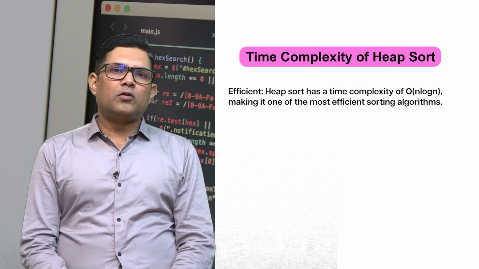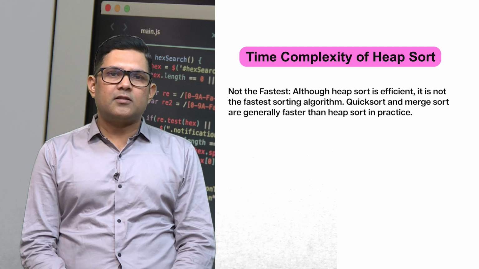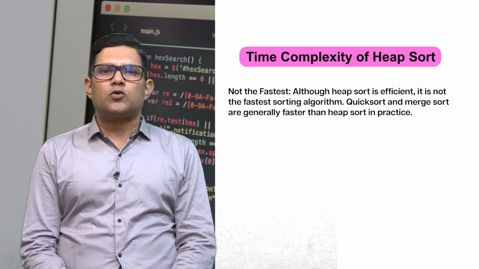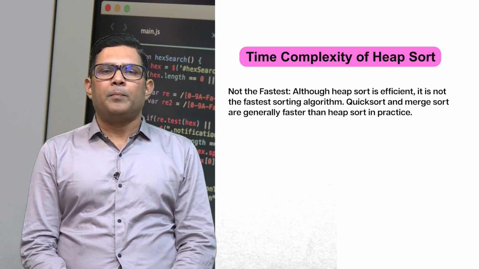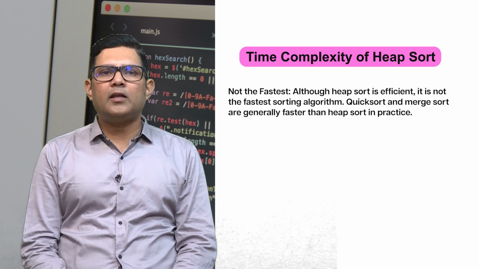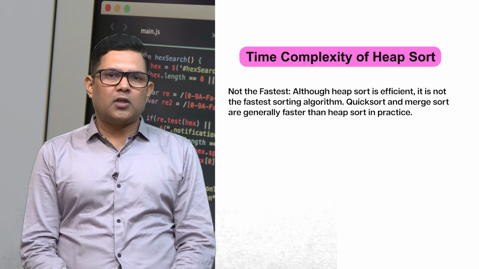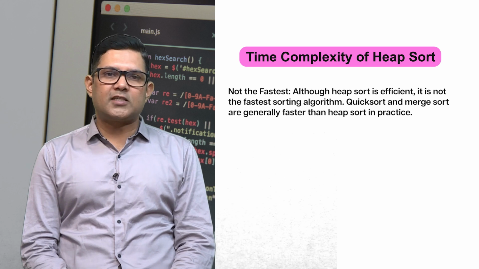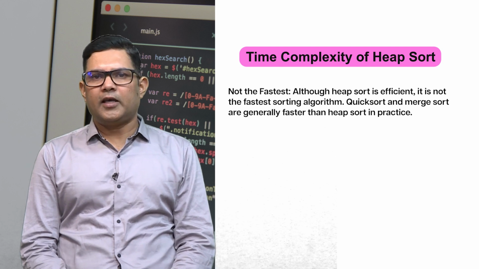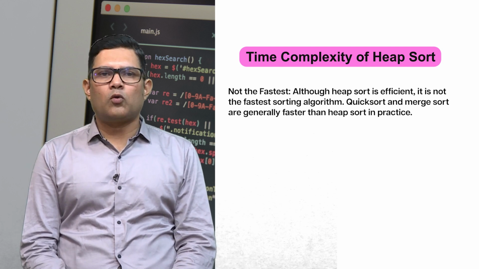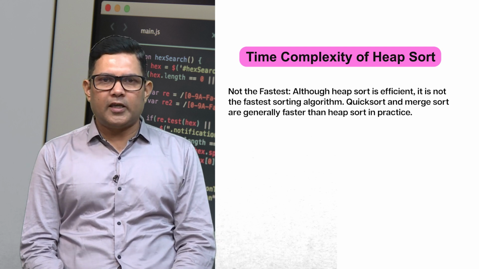Now we will discuss the disadvantages of heap sort. The first disadvantage is that it is not the fastest one. Although heap sort is efficient, it is not the fastest algorithm, because quick sort and merge sort are generally faster than heap sort in practice. So the disadvantage is that it is not the fastest algorithm, because two faster algorithms are present: quick sort and merge sort.